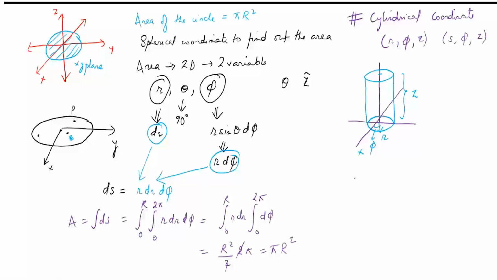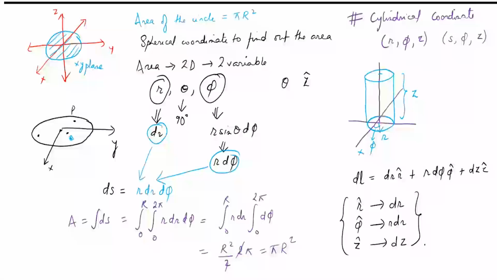Now, similar to spherical coordinates, you should know that dl can be written as dr r cap plus r d phi phi cap plus dz z cap. Remember, this r is different from the spherical coordinate r. That means along the r direction, the change is denoted by dr. Along the phi direction, it is r d phi. Along the z direction, it is dz. This is what you have to focus on. Right? Fine?